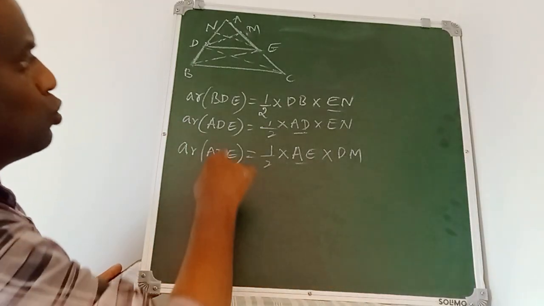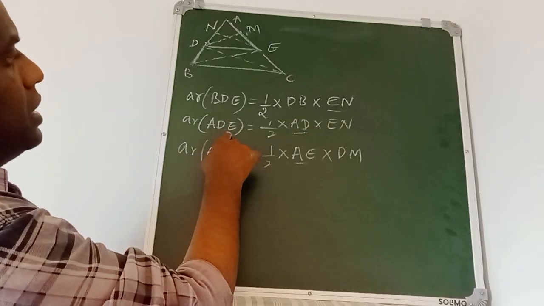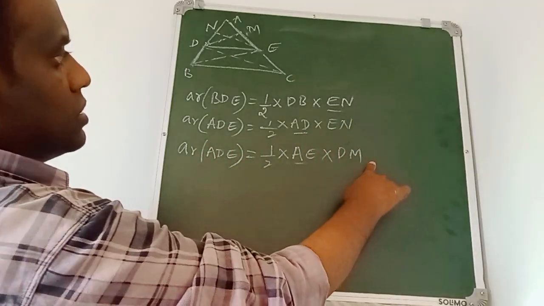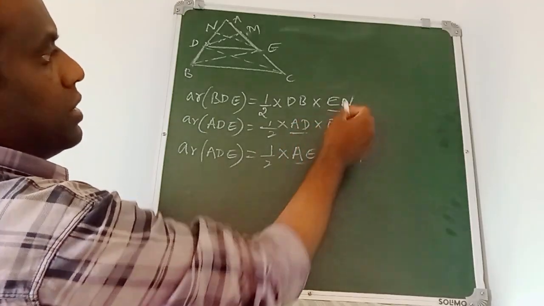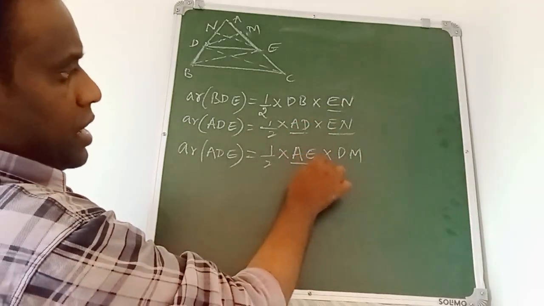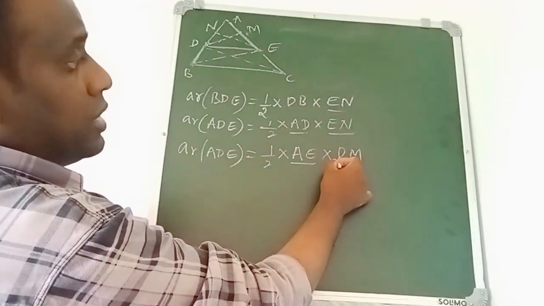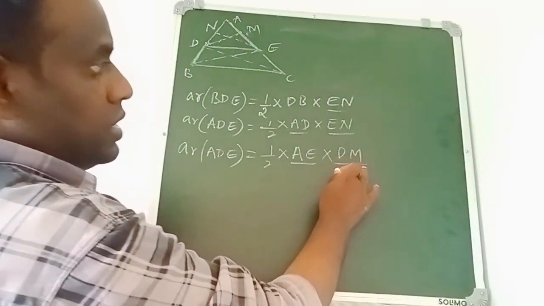So we have got two formulas for the area of triangle ADE. This and this. First we considered AD as the base. That time we got height EN. Next time we considered AE as the base. That time we got height DM.